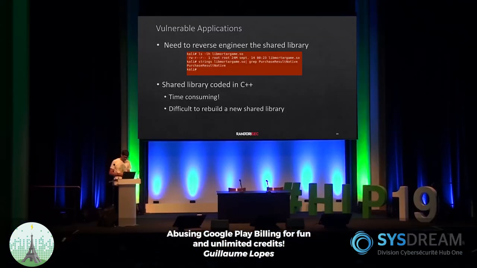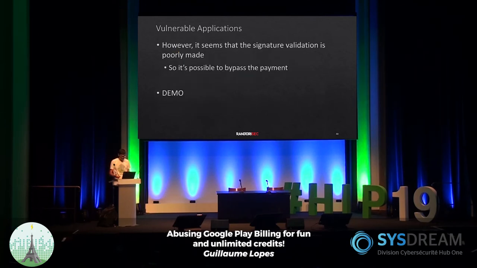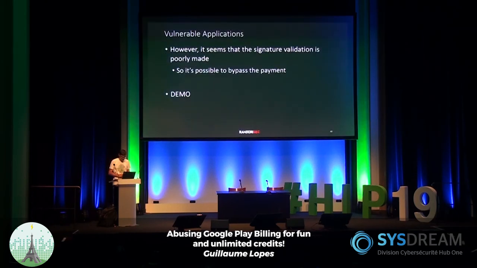So I found the shared library. It's pretty easy, but you need to be a good reverse engineer. I tried and failed because it was time consuming, and as I said, I'm not really skilled at reverse engineering. But at some point I said, OK, let's try it and see if it works. Finally, it appears that I don't know what they are doing in the shared library, but the signature validation is poorly made, and so you can also bypass the payment.